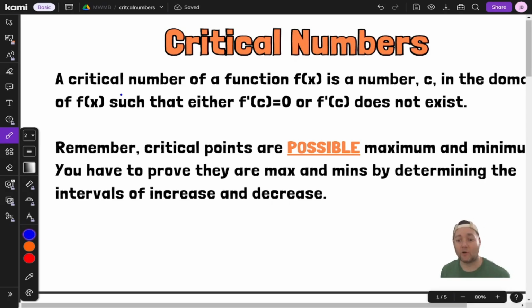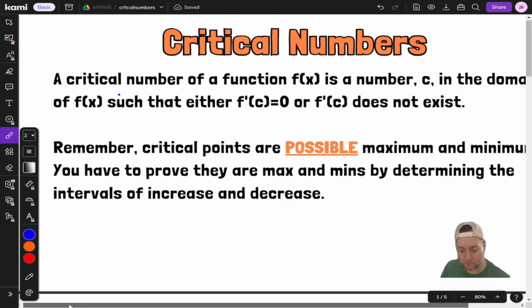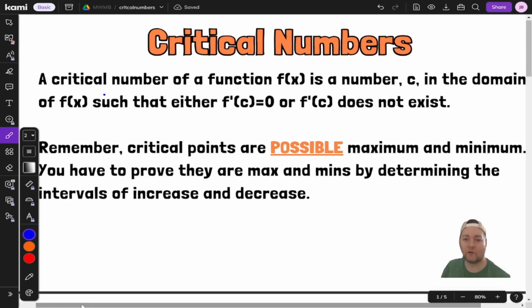So a critical number allows us to find those maxes and mins. Basically, a critical number is a number that's in the domain of f of x that makes the derivative equal to 0, or it makes f prime of c not exist. That won't happen with polynomials, so for us, we're going to focus on when the derivative is equal to 0. But if you have a more complicated function like a rational function, then it's possible that it might make the derivative undefined.